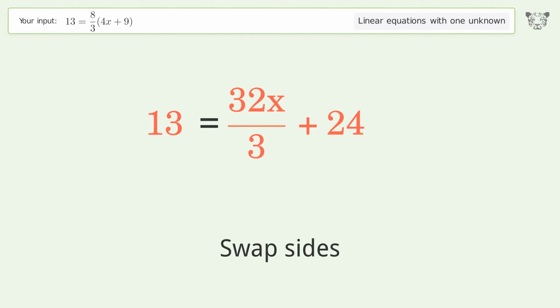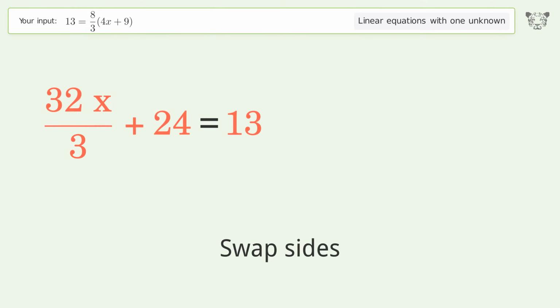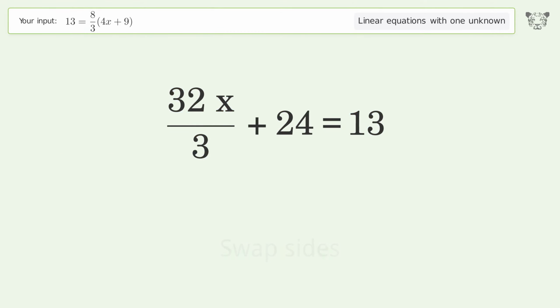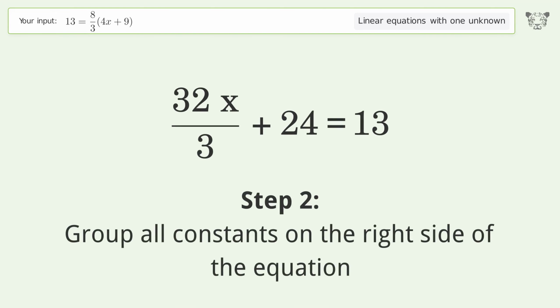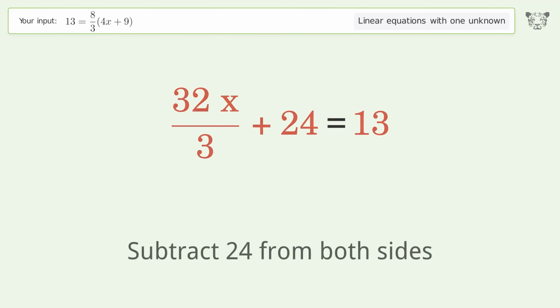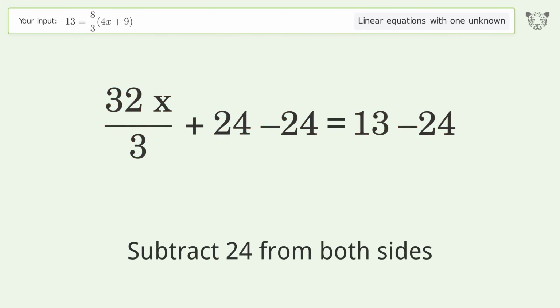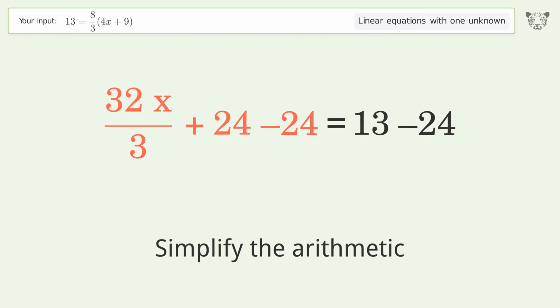Swap sides. Group all constants on the right side of the equation. Subtract 24 from both sides. Simplify the arithmetic.